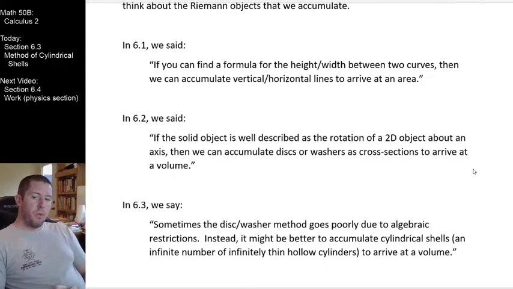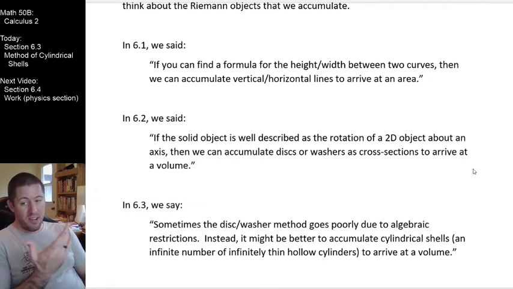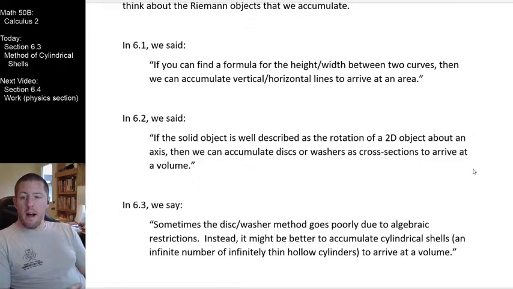In section 6.2, we said, well, if a solid object is well described as a rotation of a 2D object about an axis. Now realize we're not talking about general volumes. You will talk much more about volumes when you get to Calculus 3. We've really only been talking about rotationally defined volumes here, right? Sort of just a subset of all possible 3D shapes.